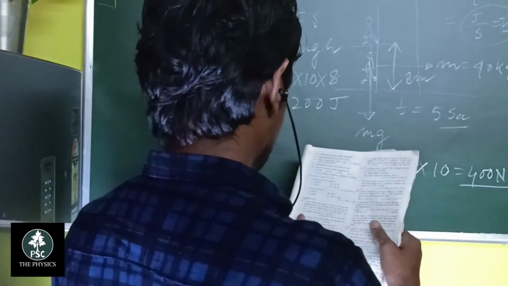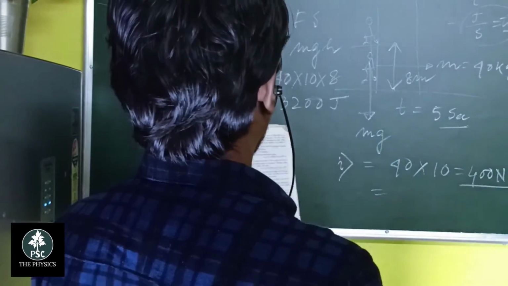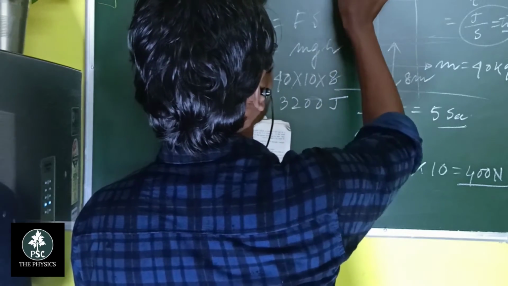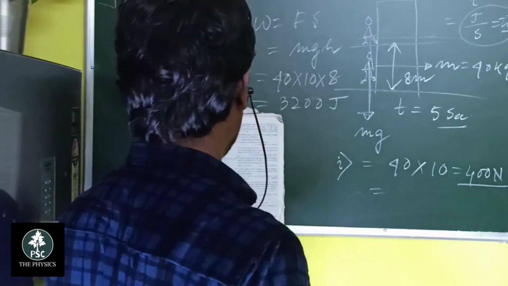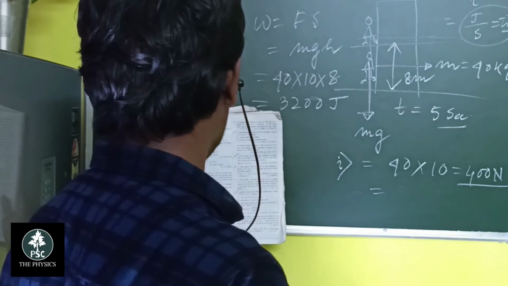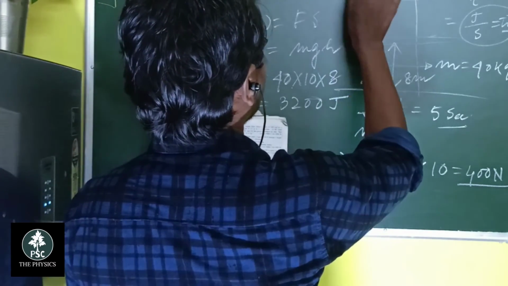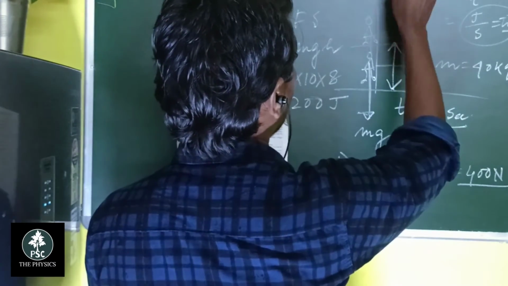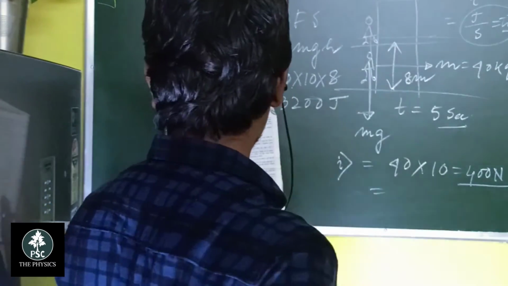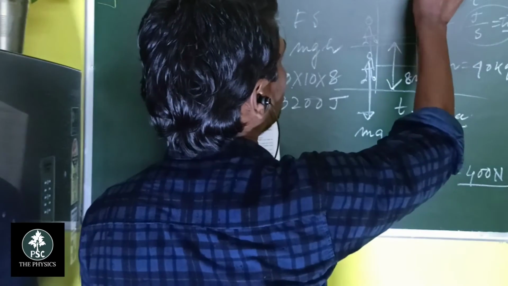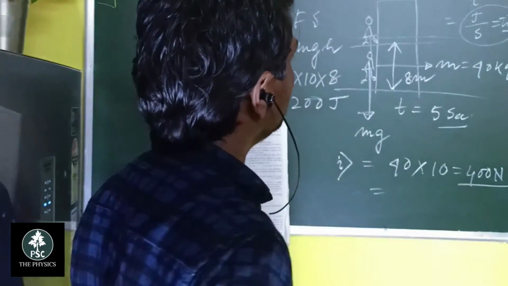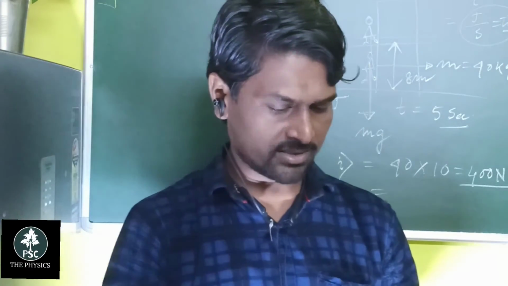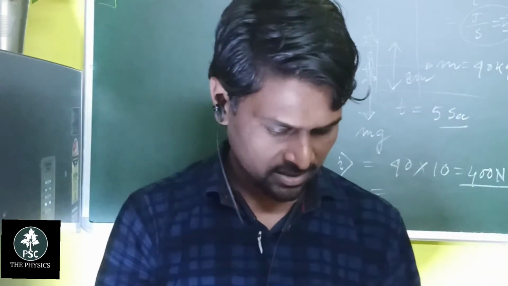So what is the power spent by the boy? Power equals work done over time. The work done is 3200, and the time is given as 5 seconds. So 5 6 30, and then 5 4 20. So 640 watt. So 640 watt of power is spent by the boy, and this numerical is also completed.